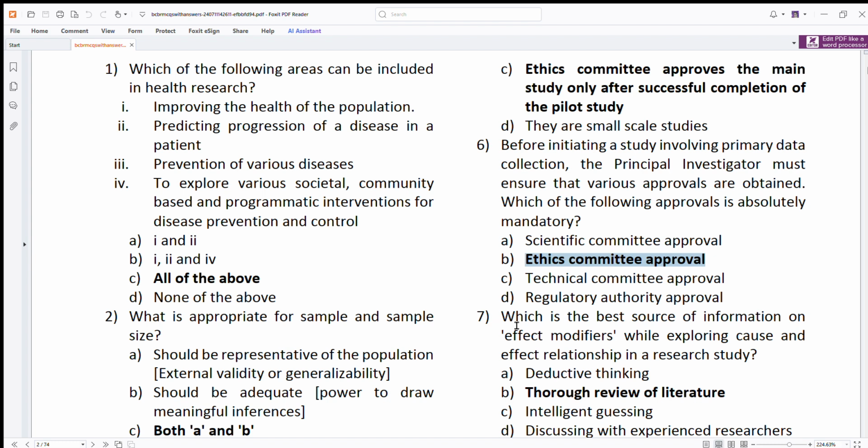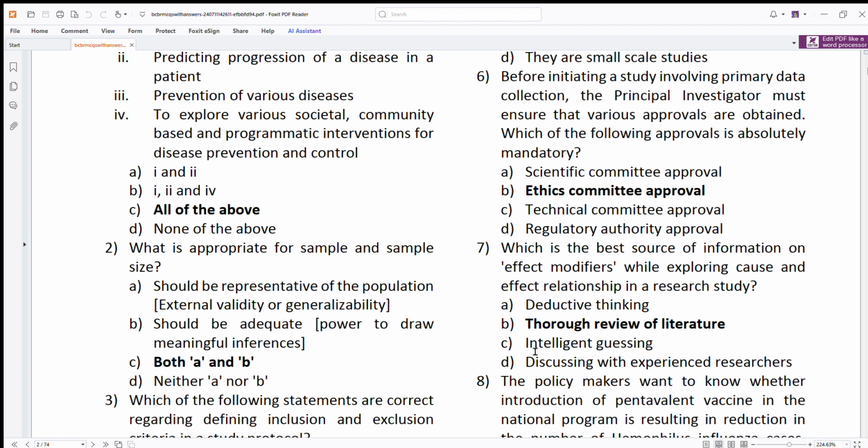Then which is the best source of information on effect modifiers while exploring cause and effect relationship in a research study? Deductive thinking, thorough review of literature, intelligent guessing, or discussing with experienced researchers? The answer to this is thorough review of literature to get effect modifiers.